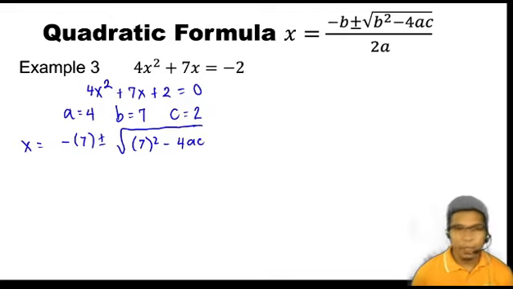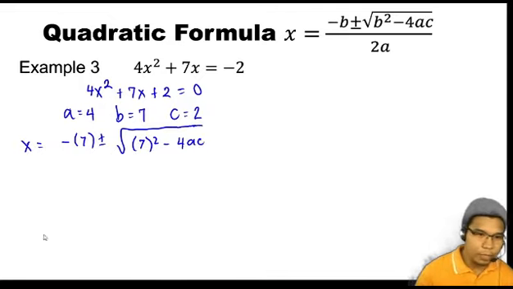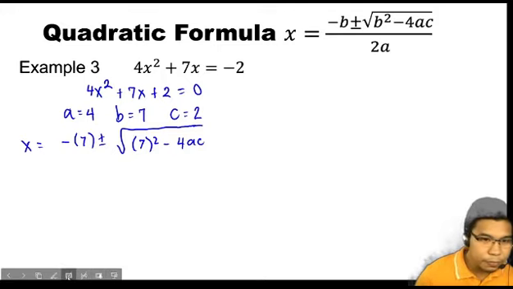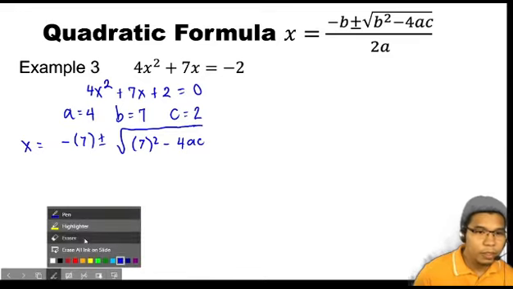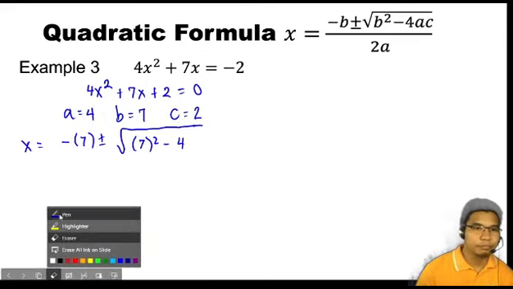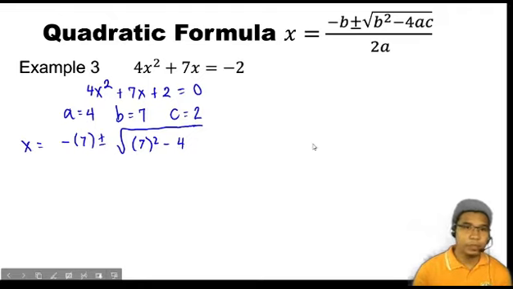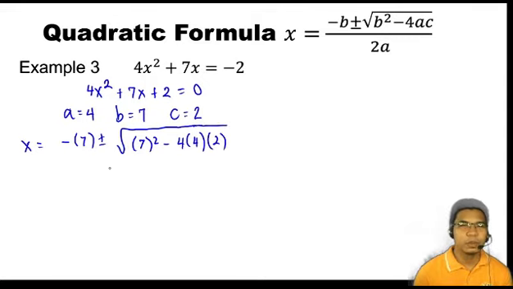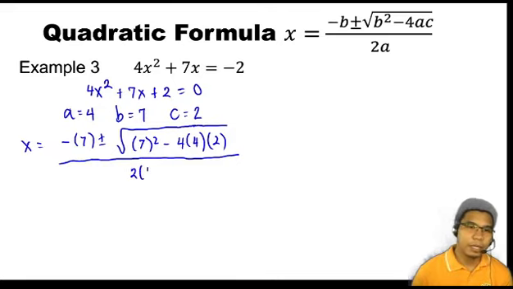Ano? We have now, teka, nakalimutan ko i-substitute. Okay, let us erase this. Okay. So A natin dito ay 4. And then yung C natin ay 2. All over 2 times 4. Okay, so proceed tayo.